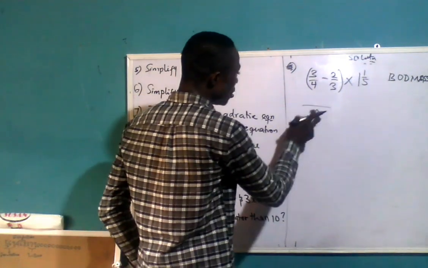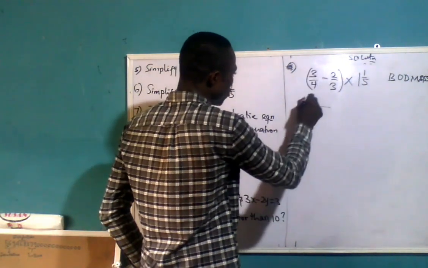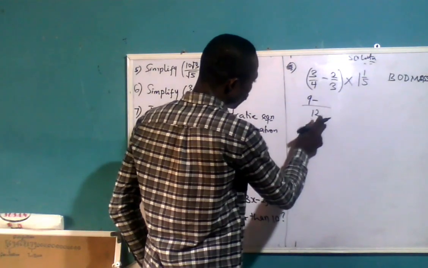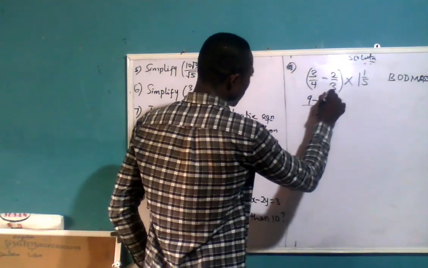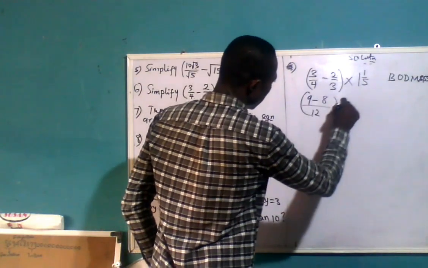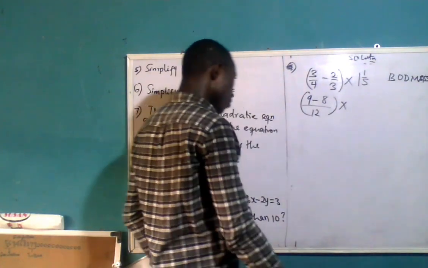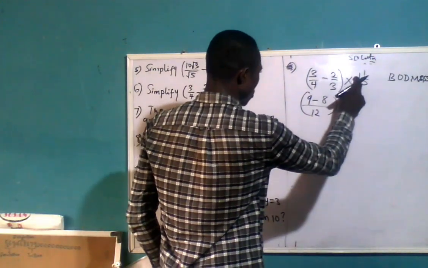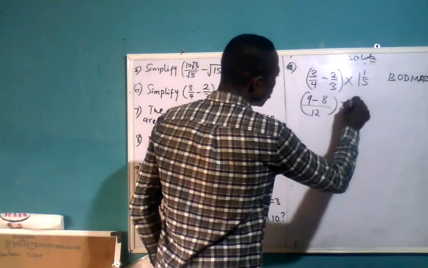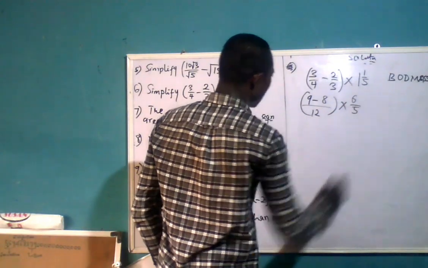And you ask yourself, 4 into 12, that's 3. 3 times 3, that will give you 9. 3 in 12, that's 4. 4 times 2, that will be 8. Then change this mixed fraction to an improper fraction. Of course, you have 5 times 1, that's 5, plus 1, that's 6. Now 6 all over 5.